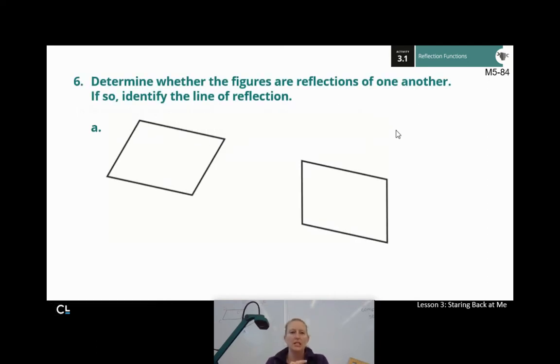So page 83 and actually going over onto page 84, I've got a couple of these for you on number 6. I want you to determine whether the figures are reflections of one another, and if they are reflections, identify that line of reflection. Go ahead, hit pause, work these out. There's a couple of them there on number 6, and then hit play when you're ready to check your work.